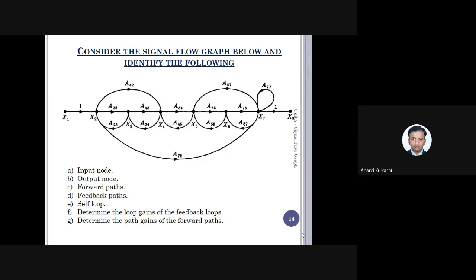So input and output node is very simple. X1 and X8 are nothing but 1 and 8. 1 is the input node and 8 is the output node. That is very simple. Now comes the forward path, loops, then the forward path gain, and the feedback loops and the loop gains. Path gains, loop gains.